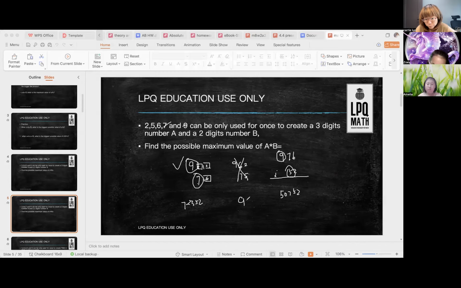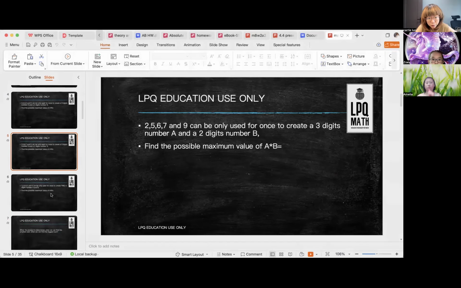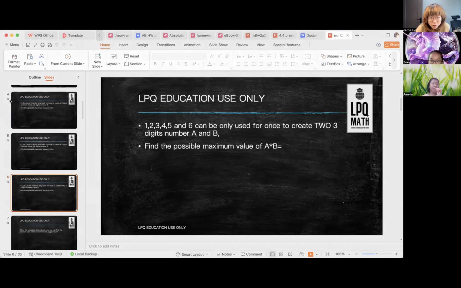I put 952 times 76. So that's the same thing, right? Okay, good. Okay, Amelia, understand? We try to put them onto the bigger number spot, then make them bigger. Okay, let's take a look at this one. So this time is two 3-digit numbers. 1, 2, 3, 4, 5, 6. So two 3-digit numbers, and find the possible maximum value of A times B.